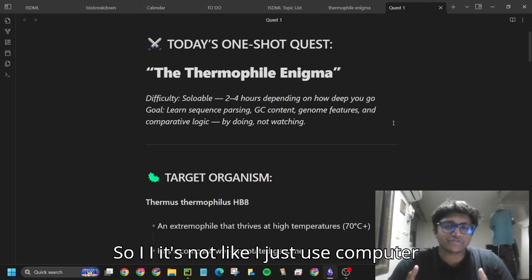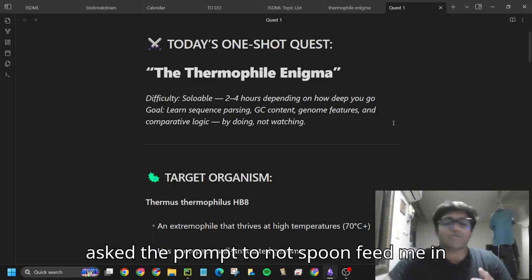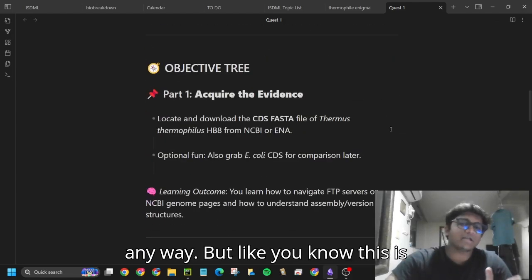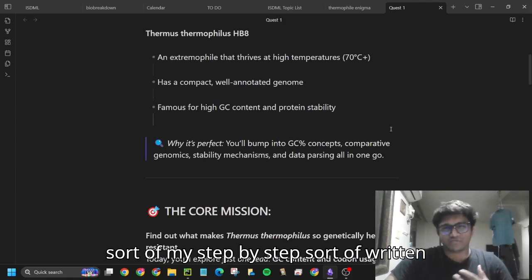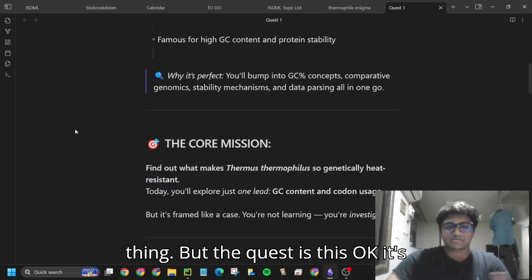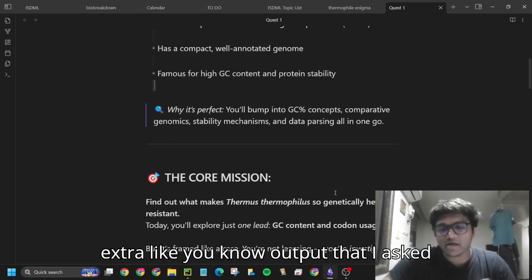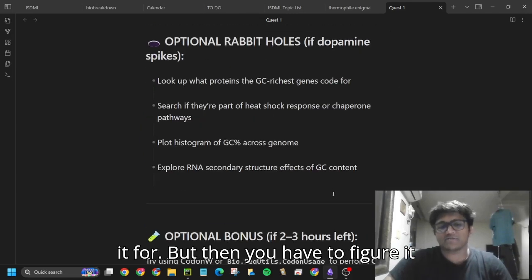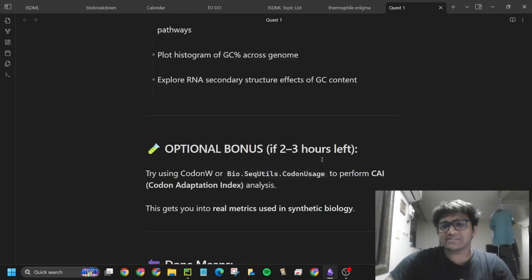It's not like I just used the computer to solve it. I asked the prompt to not spoon feed me in any way, but this is sort of my step by step written thing. But the quest is this. Okay, it's just this much, and this is my extra output that I asked it for. But then you have to figure out why you're doing this and how, because this is not enough.